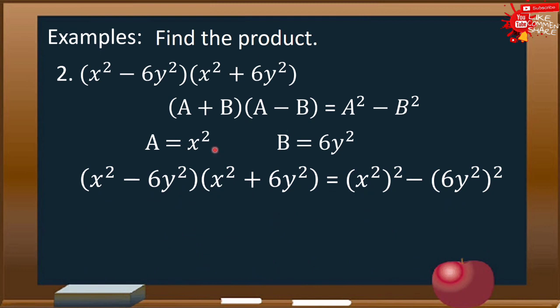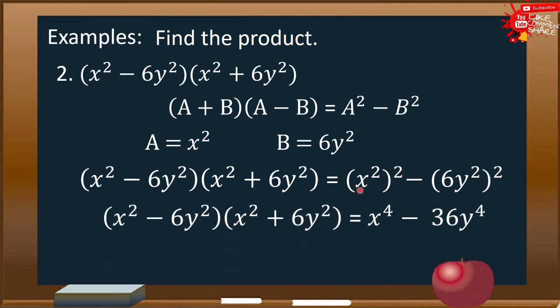So, we will have the quantity of x squared minus 6y squared times the quantity of x squared plus 6y squared. It is equal to a squared, wherein our a is x squared. So that's why we have here the square of x squared minus, we have here b squared, and our b is 6y squared. So substitute 6y squared to b. We will have here square of 6y squared. And then let us simplify this. So we have here the square of x squared.